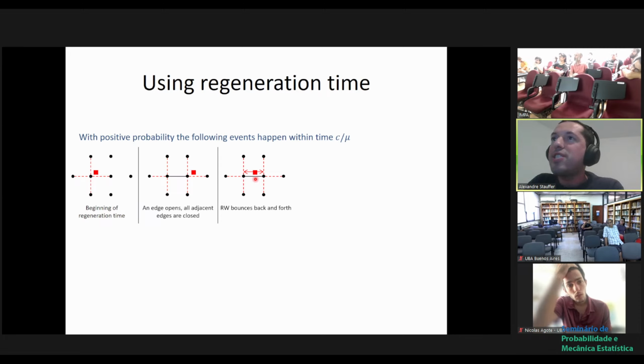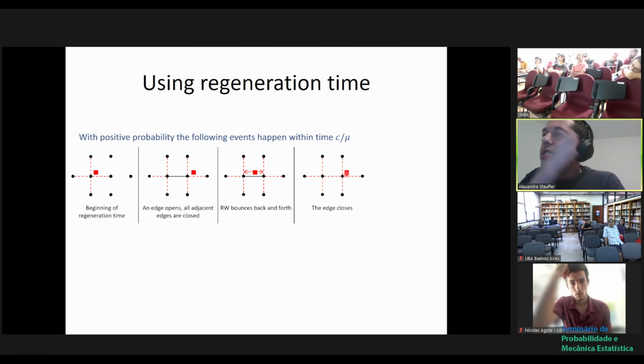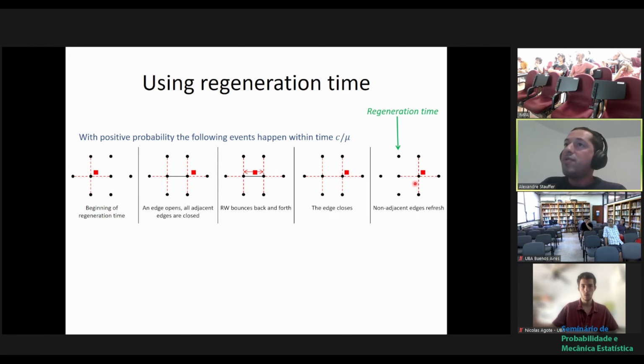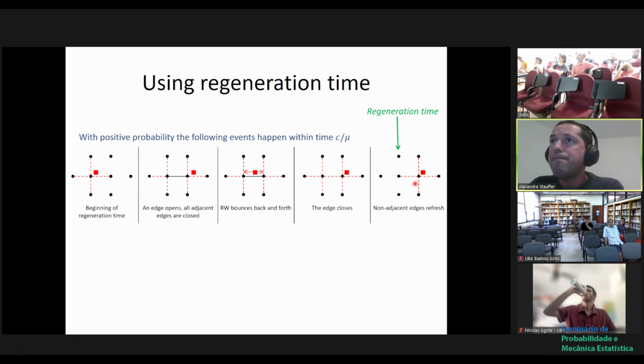Let's assume that the middle edge is the edge that refreshes, and it refreshes closed. Then the walker is either to the left or to the right of the edge. I'm not caring which side it is for the moment, but for the picture, it's to the right of the edge. And I'm waiting for the last event in this sequence, which is that these 3 edges that are not adjacent to the walker refresh before the edges that are adjacent to the walker. If this happens, they all get started into a regeneration time. All this happens with positive probability and in time of constant over mu, because it involves just a constant number of edges.